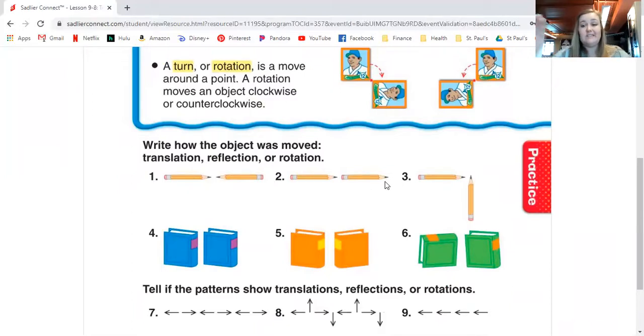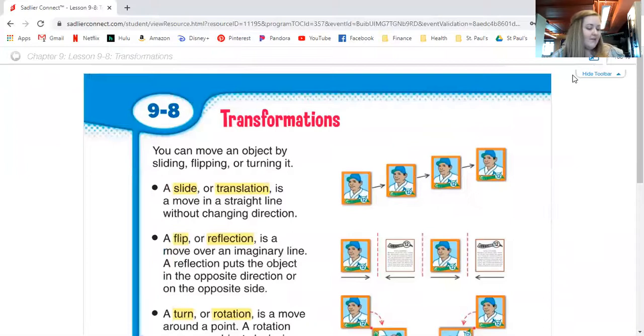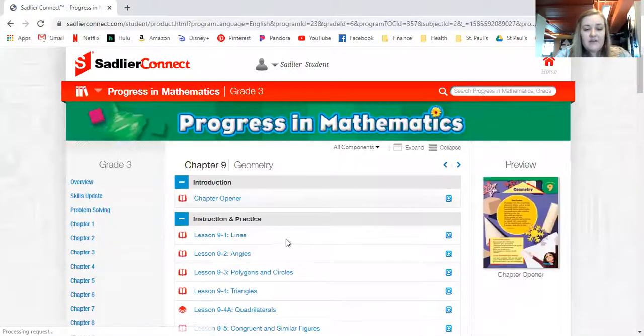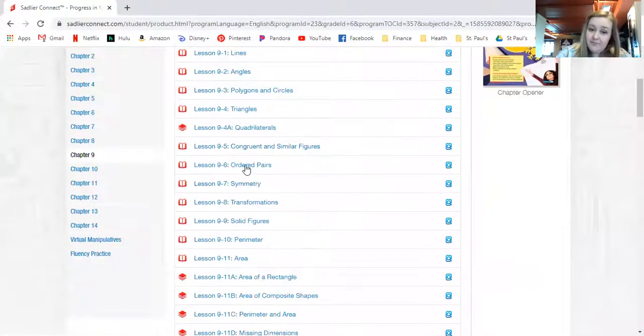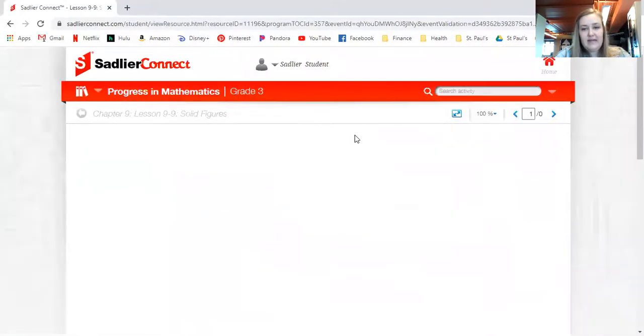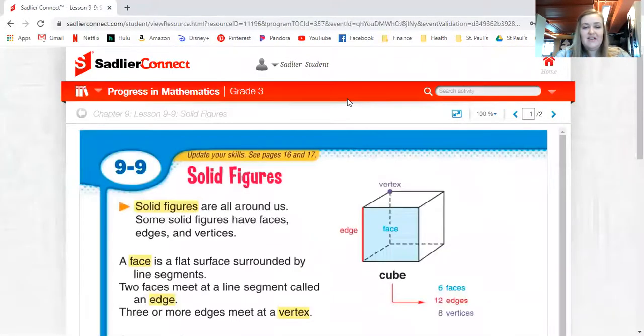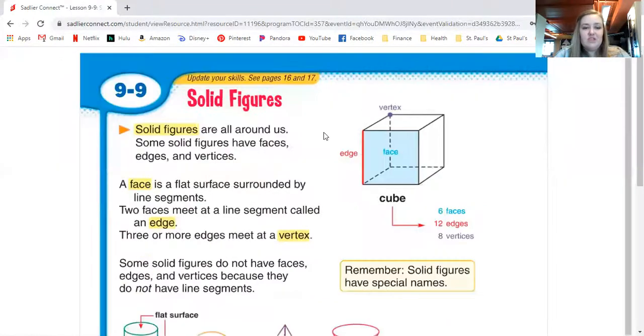That means it's a translation. It did a slide, okay? Turn your page one more time in your book to page 318. If you remember with this lesson on solid figures, we actually made our own marshmallow things right before spring break, with marshmallows and Q-tips and with marshmallows and toothpicks to make our own solid figures.